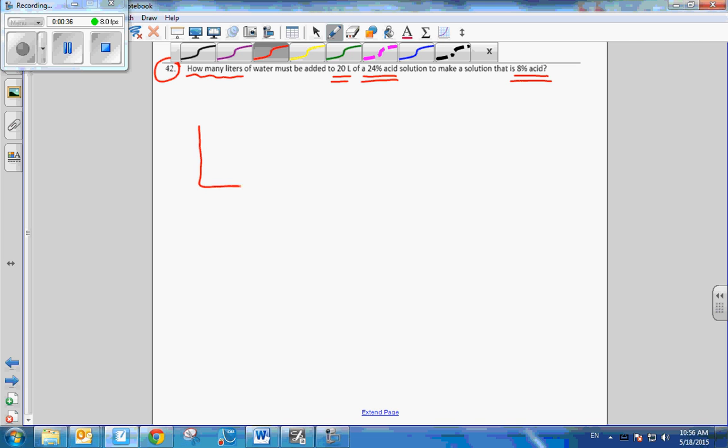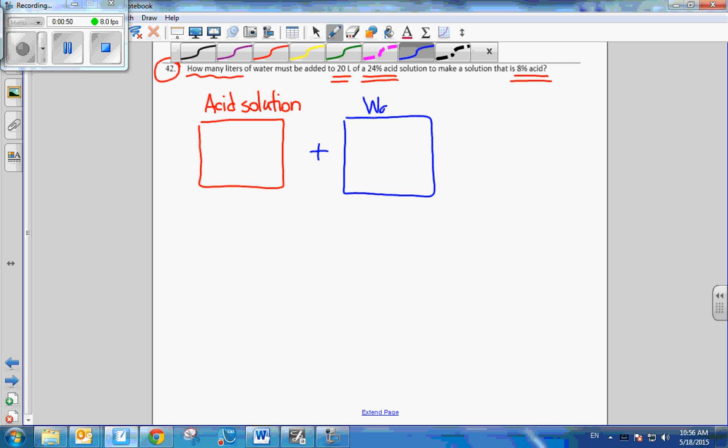Well, we definitely know that this is a mixture problem, and we're going to start off with an acid solution. And then we're going to add some water to this acid solution, okay? So we'll make the water blue. And it will result in a new acid solution. This just gives us a visual as to what is going on in this situation.